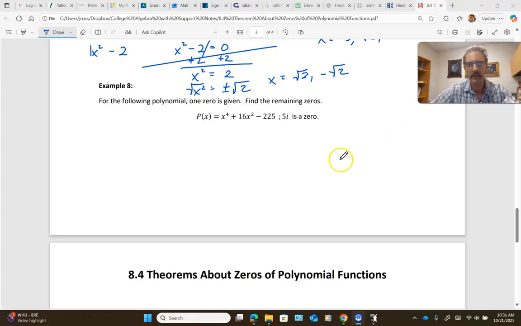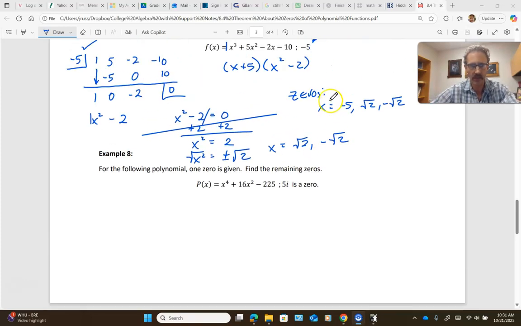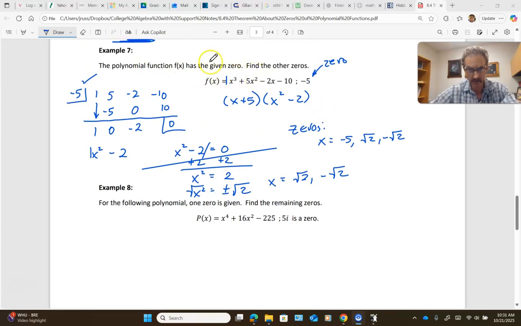Alright guys, welcome back. So we're going to finish up this section and we're going to start with example 8. So we just left off, we were given a polynomial and we were given one zero as well, and we were asked to find the other zeros. Well, because it's cubic, we know it can only really have two other zeros. And so what we did was we verified that -5 was in fact a zero, and then we took this quotient, which is also a factor, and from that factor we found the other two zeros.